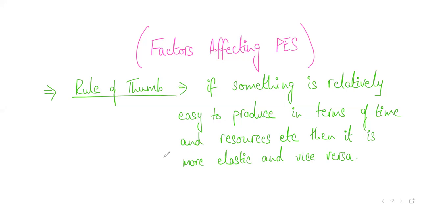Right. So products that take longer to produce, like vegetables, fruits, mangoes, will have less elastic supply. Okay, great. So do remember this rule of thumb, because that will really help you differentiate what products have more elastic supply and what products have less elastic supply. So if something is relatively easy to produce in terms of time and resources, then it is more elastic. And if it's difficult to produce, then it will be less elastic. So the first factor we have already discussed is the nature of the good.